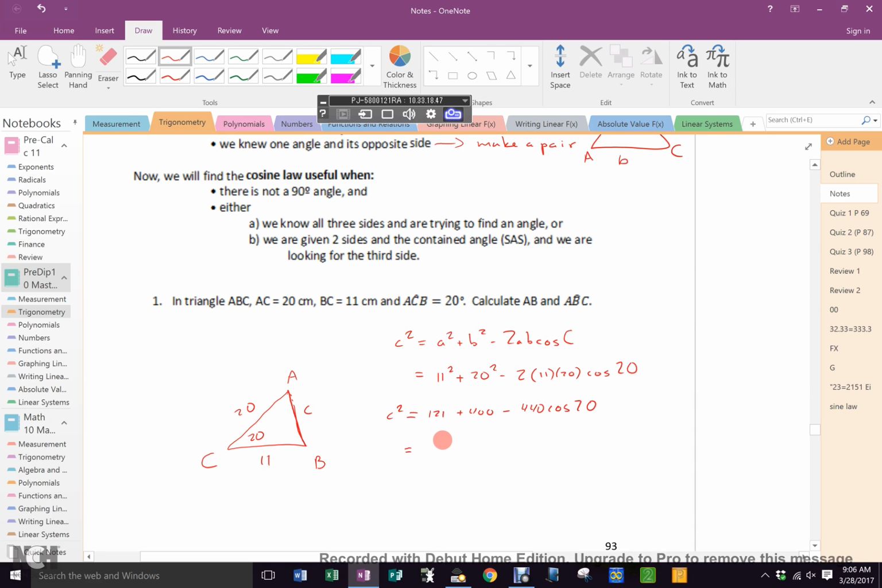And what do you get, Dylan? 107.5. 107.5. Is Dylan done? Why not? Square root. That is c squared. Square root that. And how long is c? 10.4 will be fine.